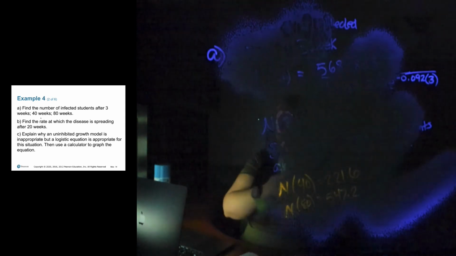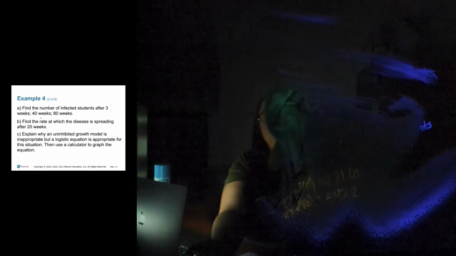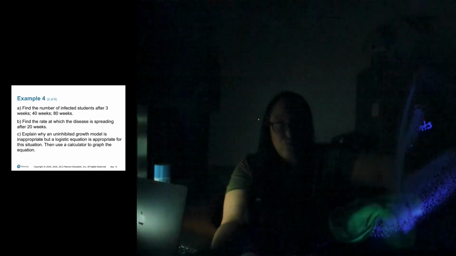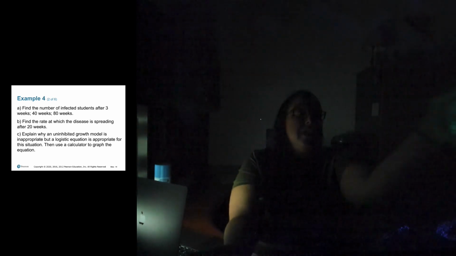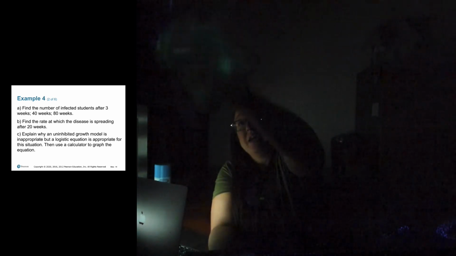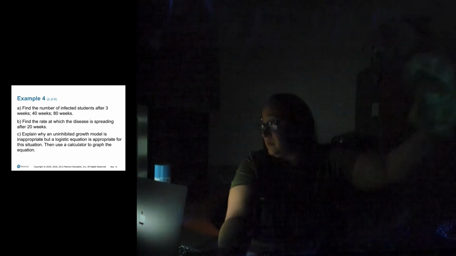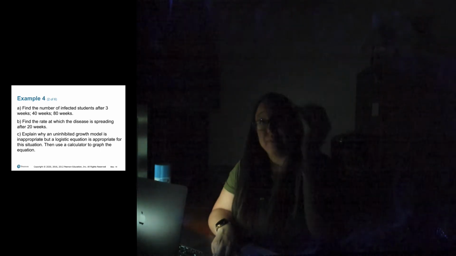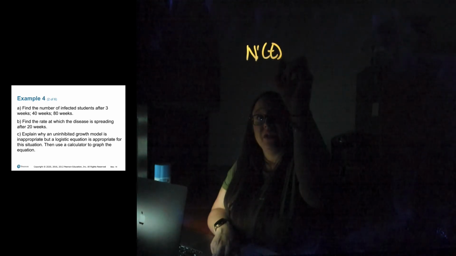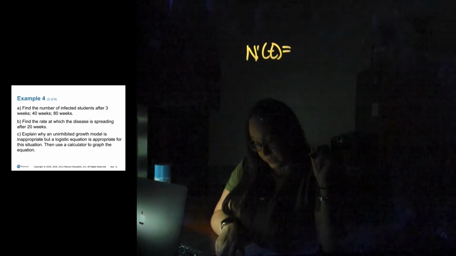All right, so let's take this a bit further. Now, part B asks us to find the rate at which this disease is spreading on campus at a particular time. So what we want to do is at 20 weeks, find the rate at which the disease is spreading on campus. But before I can find my rate, what I need to find is the derivative of that equation that was given to me.